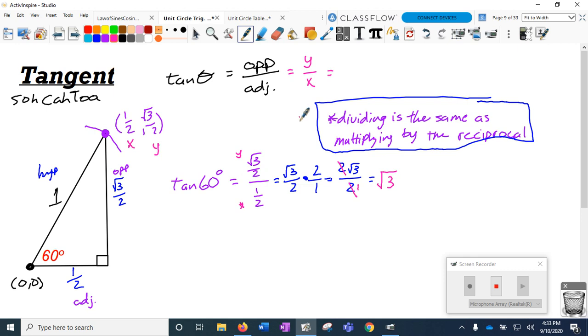Or we can even make the connection back to the last lesson. If you remember, the sine value was the y value. So we could say that this is the sine over the cosine value. Okay. Now, we're going to do a couple more and see if we can't pick out a pattern.